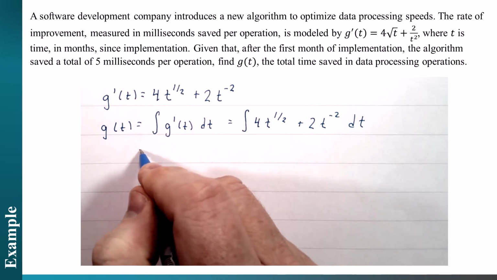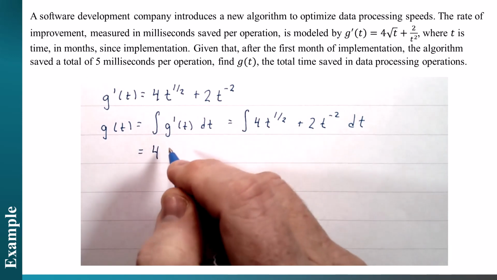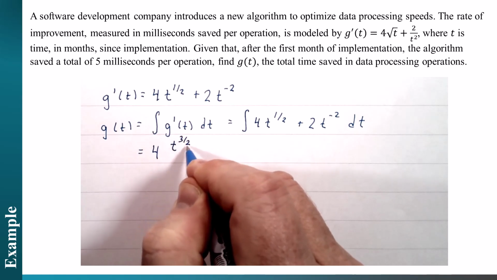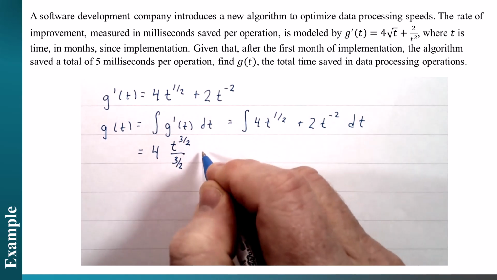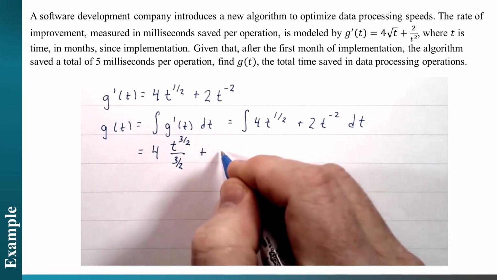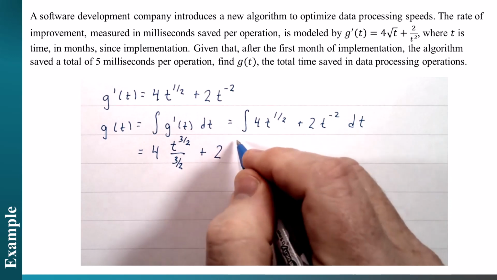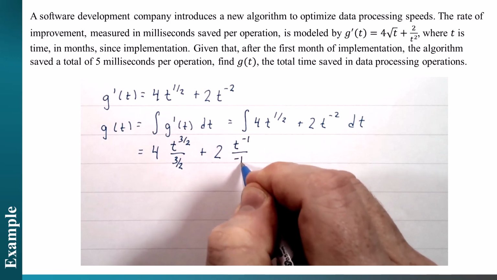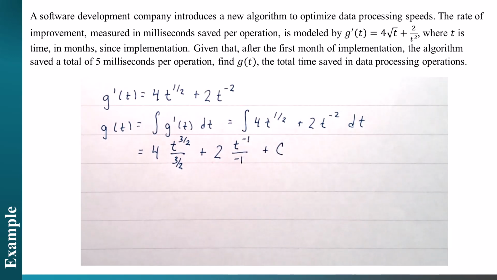Well, let's see, I'm going to write down this 4 right here because it's just a constant. I need to add 1 to the exponent, so I get t to the 3/2 over 3/2. All right, and for this one I get 2. I add 1 to the exponent, so negative 2 plus 1 would give me a t to the negative 1 over negative 1. I'll go ahead and put on my plus c here.